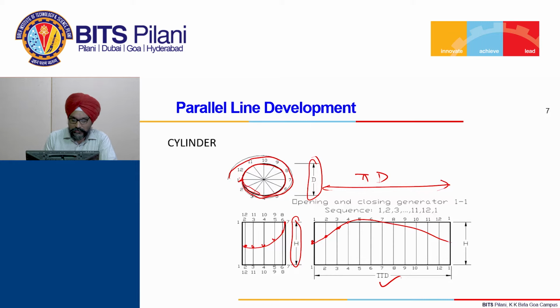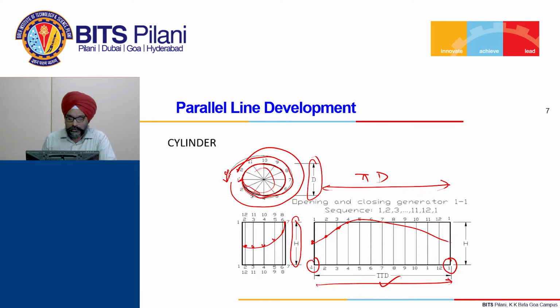Typically, let us say 12 generators I have marked here, and 12 should be here also. You must note that the development starts and ends with the same end. It is not that you develop from 1 to 12 only. If you develop 1 to 12, then only this much portion will be covered, but you need to cover the whole of it. So, 1 to 1 you have to cover. That is something about the development.